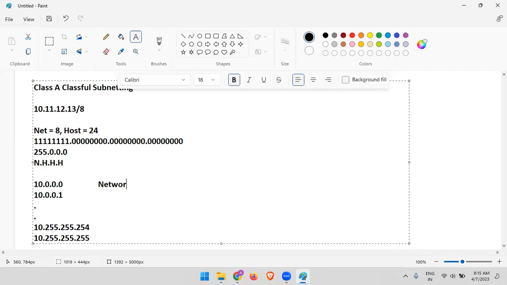So this will be your network ID. This will be the first valid IP. Then we'll have the last valid IP. And finally, the broadcast address.